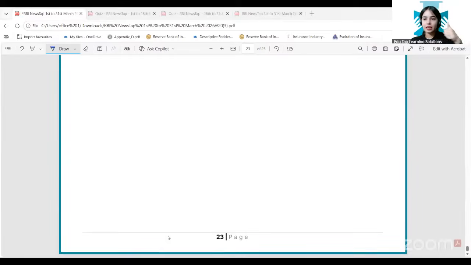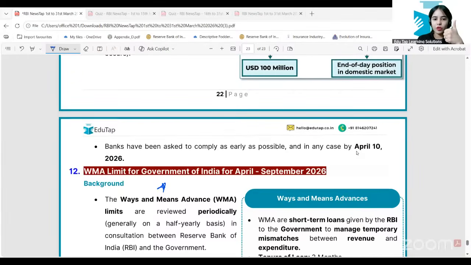Yes, the WMA facility is available for the state governments also, but for the state governments, separate amounts are released, as well as for the union territories also. For them, a separate limit is released.